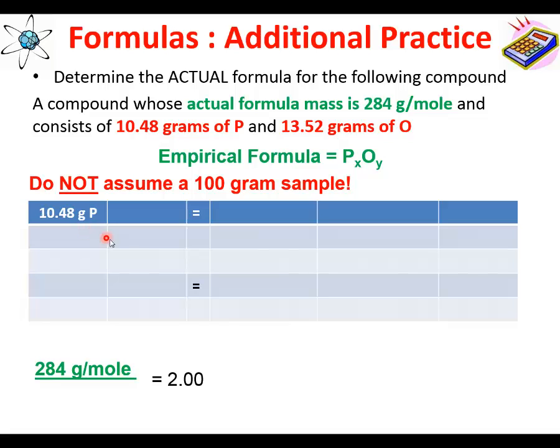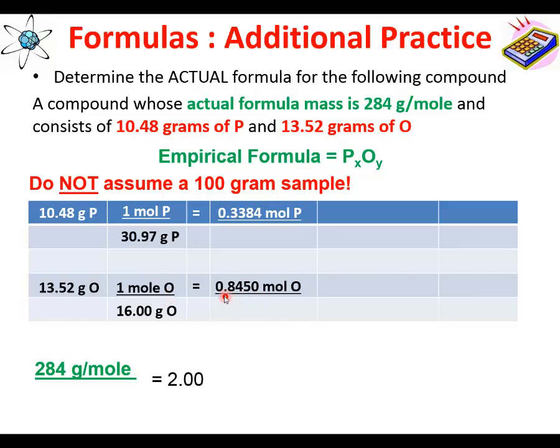So I look up the molar mass of phosphorus. It's 30.97 grams on the periodic table for every 1 mole of phosphorus. Divide that into the number of grams in the actual sample of phosphorus. That gives me 0.3384 moles of phosphorus. I do the same calculation for oxygen. I have 13.52 grams of oxygen divided by the molar mass of oxygen of 16 grams for every 1 mole of oxygen. That will give me a value of 0.8450 moles of oxygen.